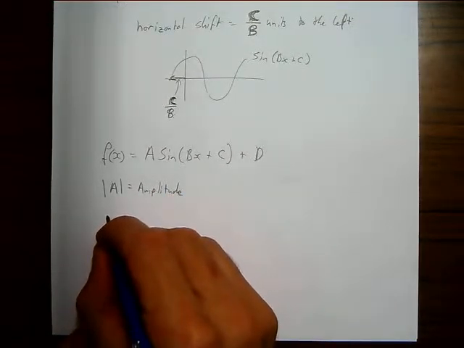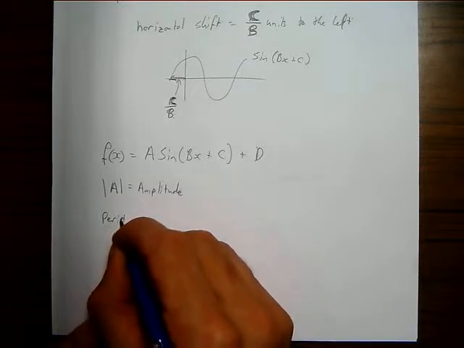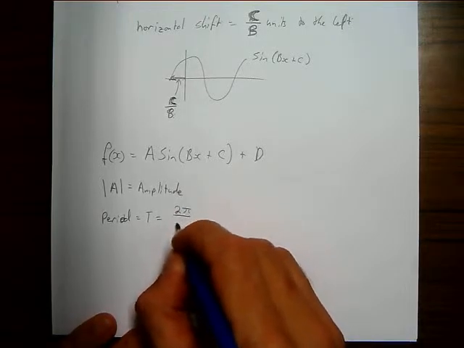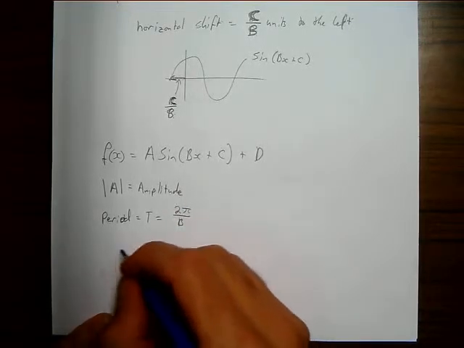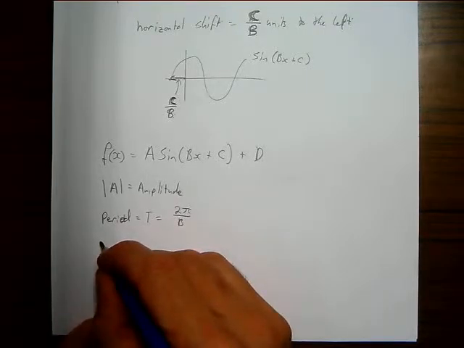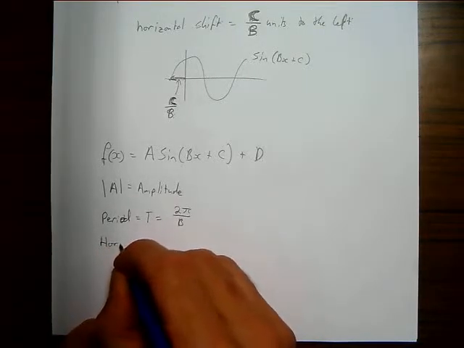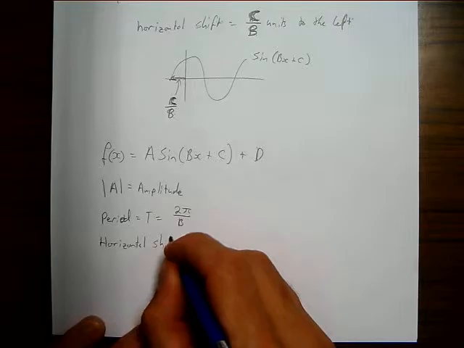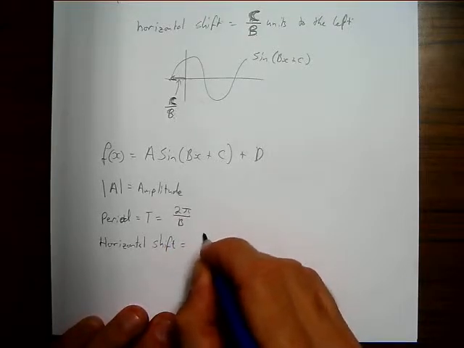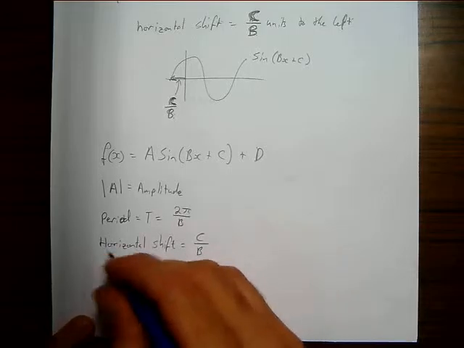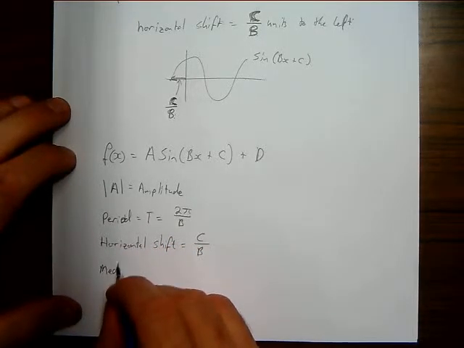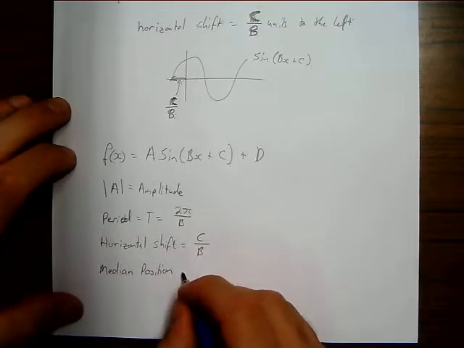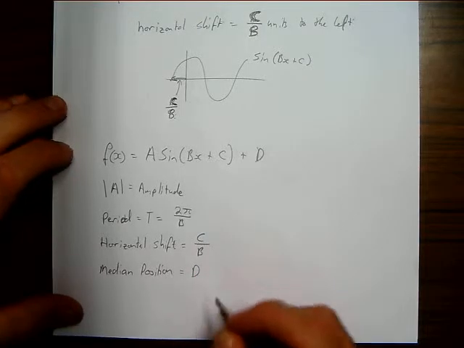We know that the period, which is t, is 2 pi on b. We know that the phase shift, or the horizontal shift, is c on b. And we know that the median position is d. Nice and easy.